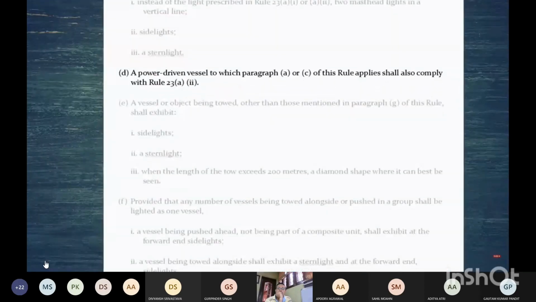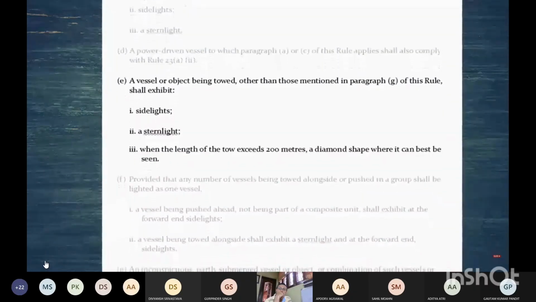Power-driven vessel, which is showing the masthead lights, basically of a towing vessel, needs to also comply with Rule 23(a)(ii). And this is the rule that says, if you're greater than 50 metres in length, you need to show a second masthead light abaft of and higher than the first one. So all this is saying is, if you're a towing vessel, you've still got to indicate if your vessel is greater than 50 metres.